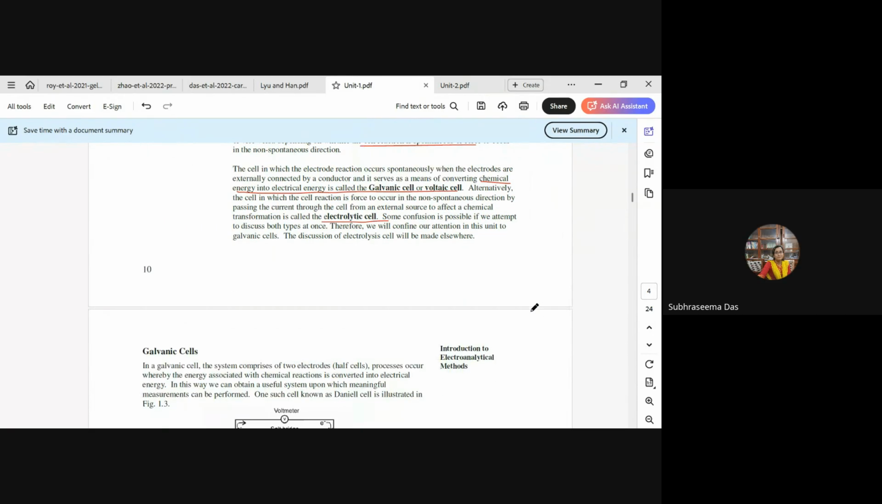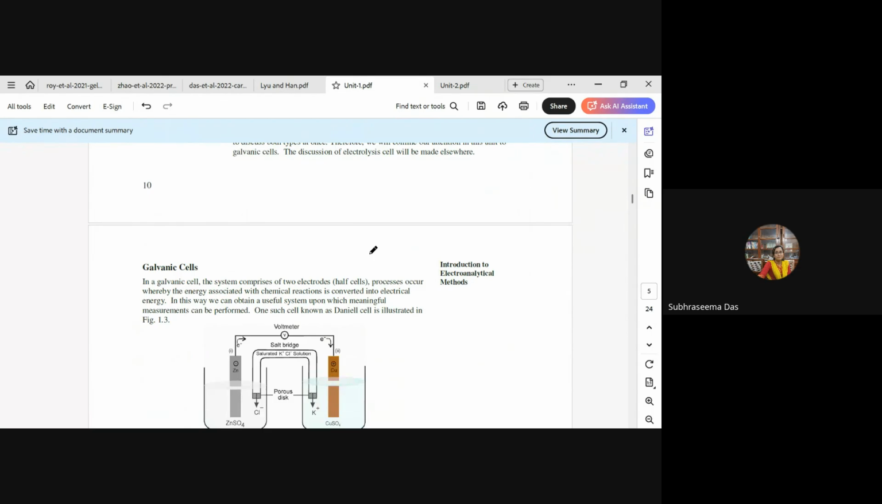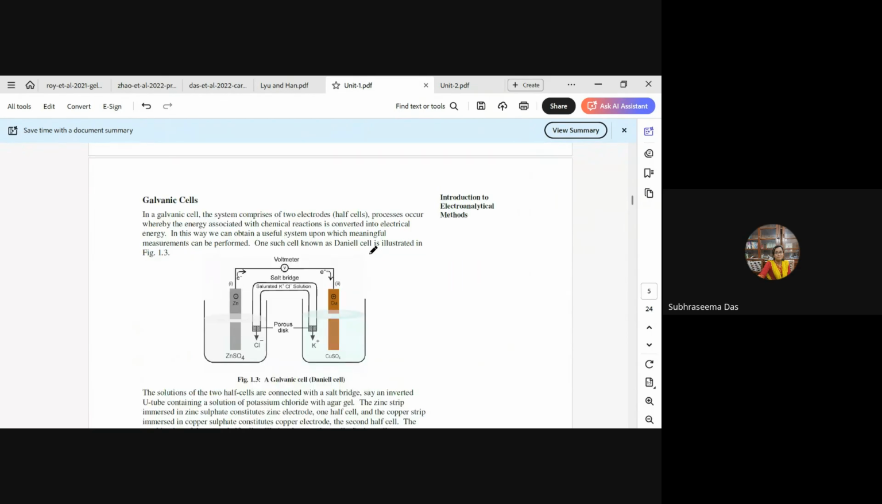So first we will talk about the galvanic cell. So what is a galvanic cell? In a galvanic cell, the system contains two electrodes, as shown here in figure 1.3. This is the whole representation of a galvanic cell, and one part of the galvanic cell is called a half cell. In one part we see zinc sulfate solution is present, and on the right side we see copper sulfate solution is present.